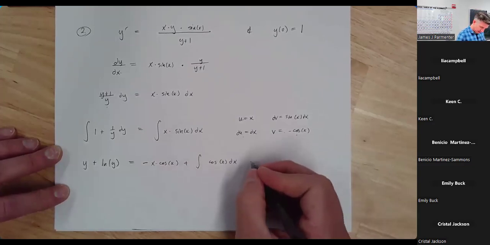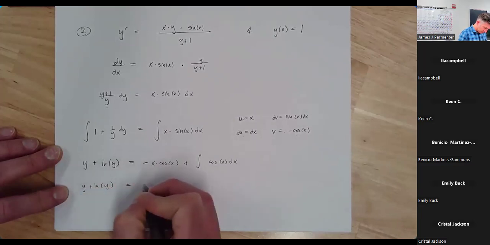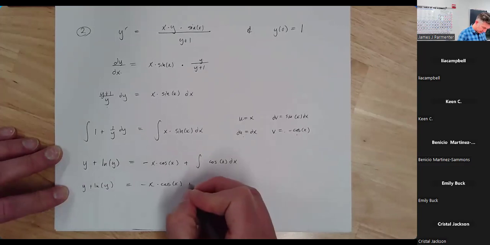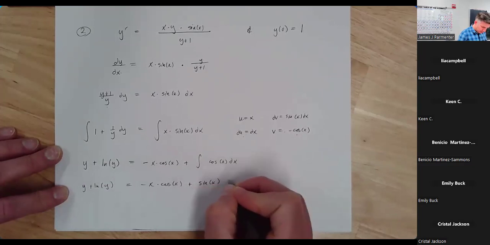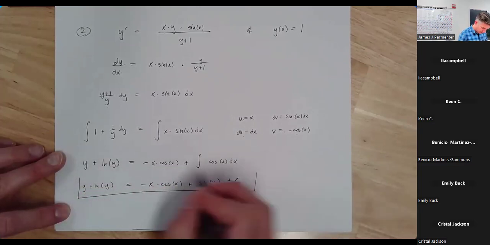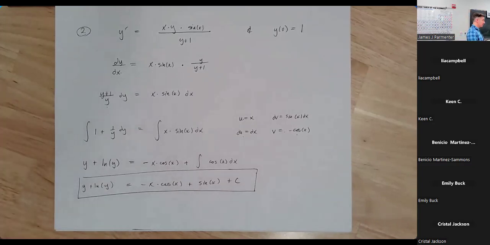And then that's going to end up being that y plus natural log of y is equal to negative x times cosine of x, plus the integral of cosine of x, which is positive sine of x, plus c. And that's our general solution. I will point out here, we can't solve for y explicitly. There's no way to get y plus natural log of y in a way so that we just have y equal to a function of x. And sometimes that's going to happen. Well, not that often, but often enough.